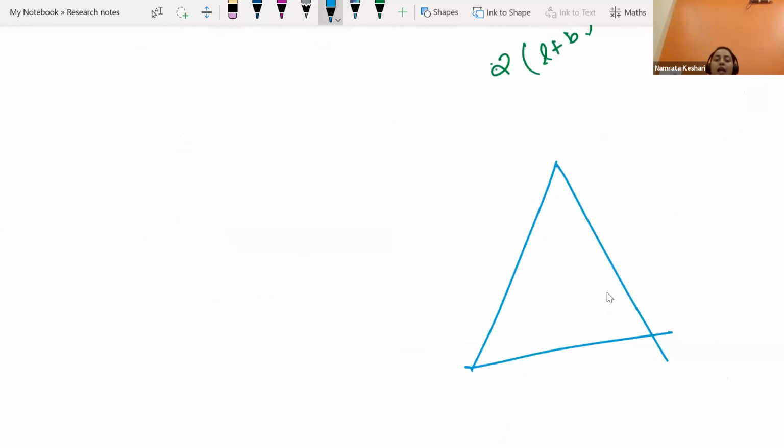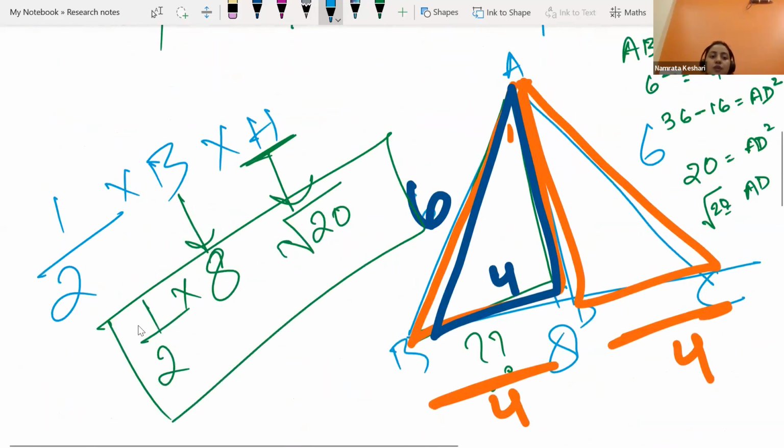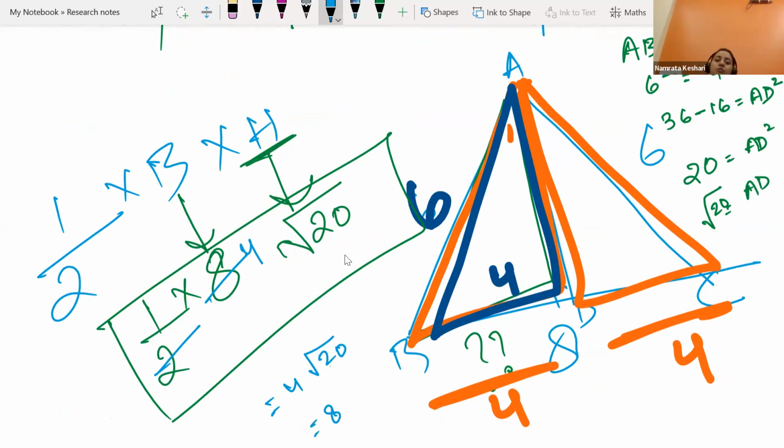Previously I had taken one side 6, another side 6, another side 8. We already have the area, which we found by the older formula, 1 by 2 into base into height. And what was that? That was 1 by 2 into 8 into root 20. We can write it as 4 root 20. If you still want to simplify, 20 means 5 into 4; from 4, 2 will come out. So 8 root 5 is the area, in square units.